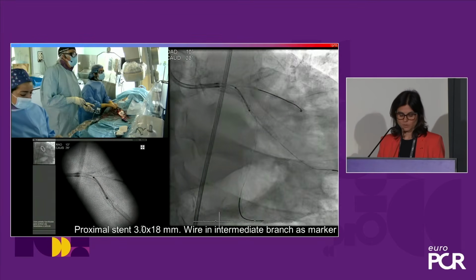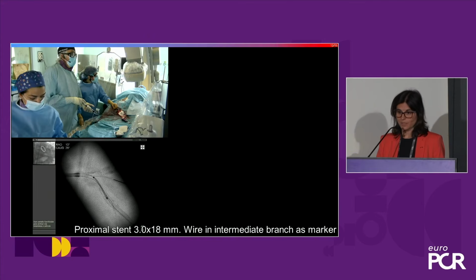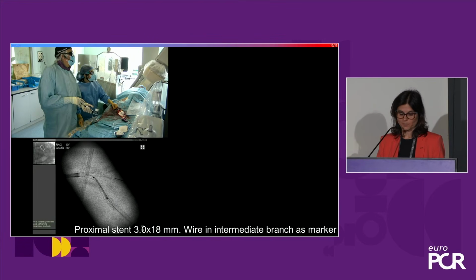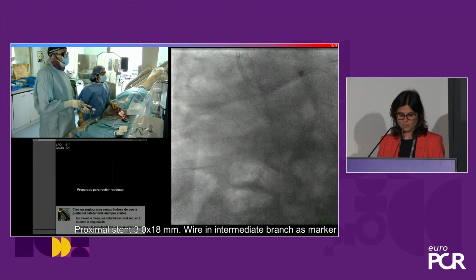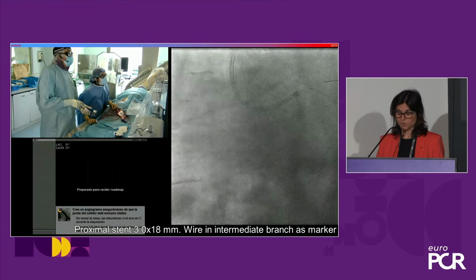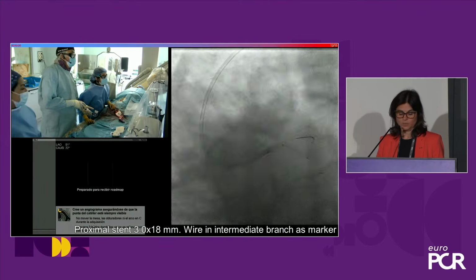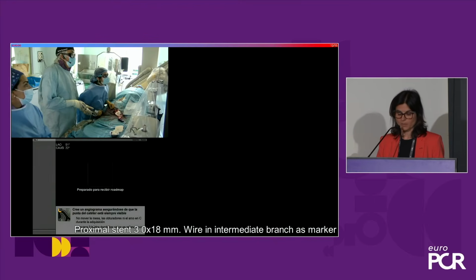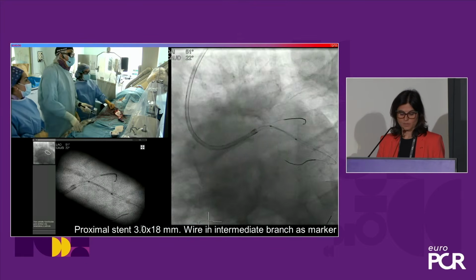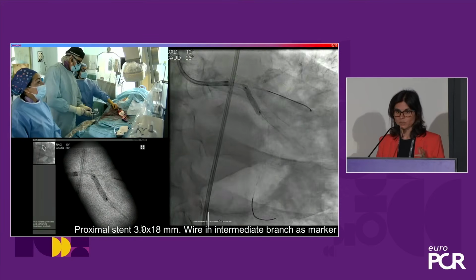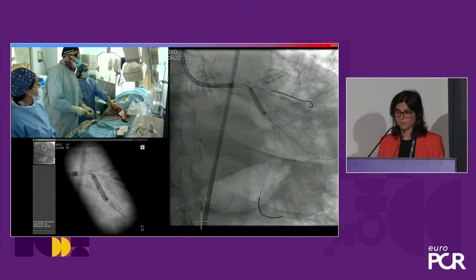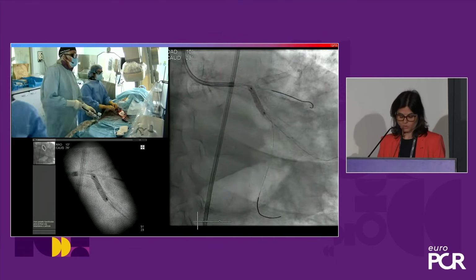And here, in this case, we are using, again, a side branch wire, in an intermediate branch. And we are using also a stent enhancement, which is extremely useful, of course, when you need to overlap stents. So you can see we are using also different views. All these things help you to position the stent without the need of using any contrast.